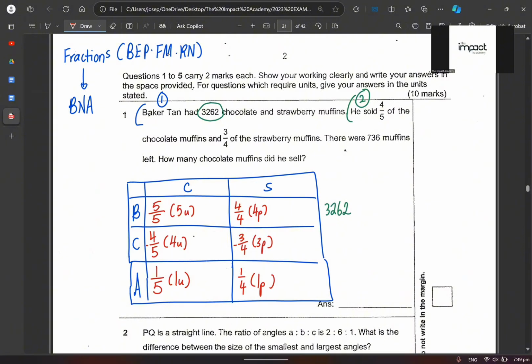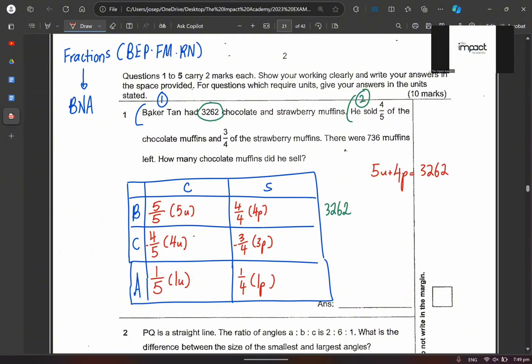All right. From here itself, what we can see is that the first equation, can I get you to tell me? Oh, maybe you have it ready, right? 5 units plus 4 parts equals 3262. Absolutely correct. Wonderful job. Okay, that is my first equation.